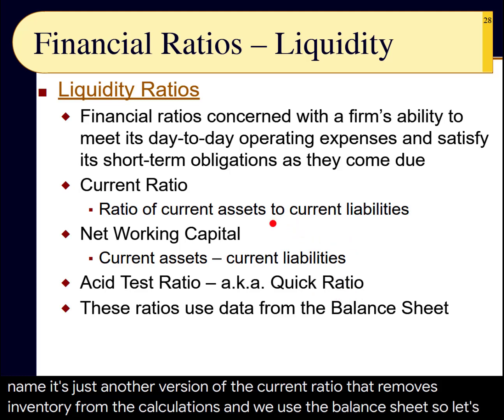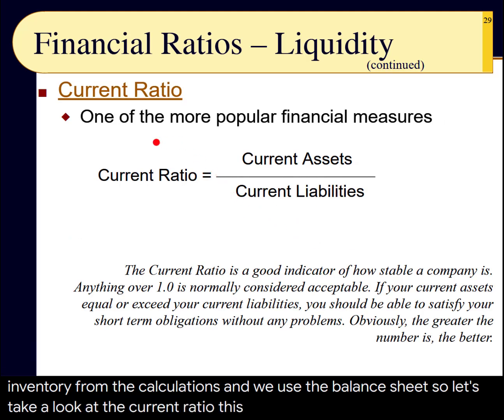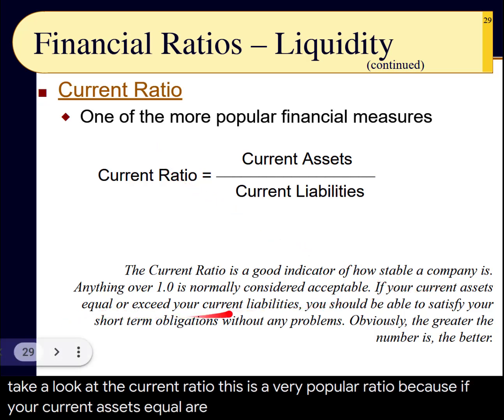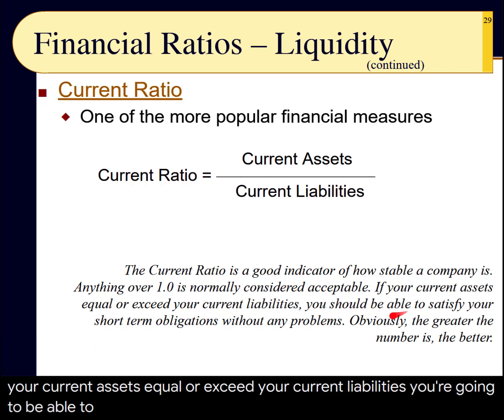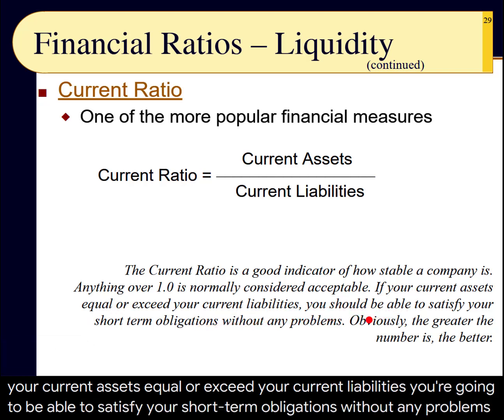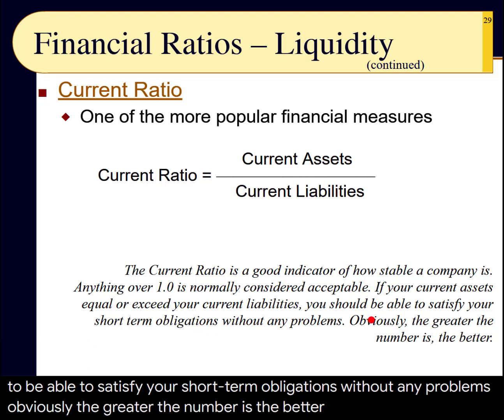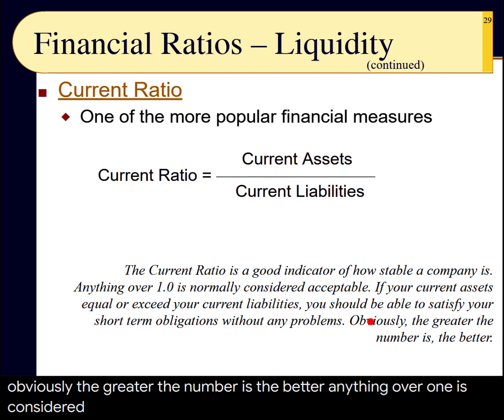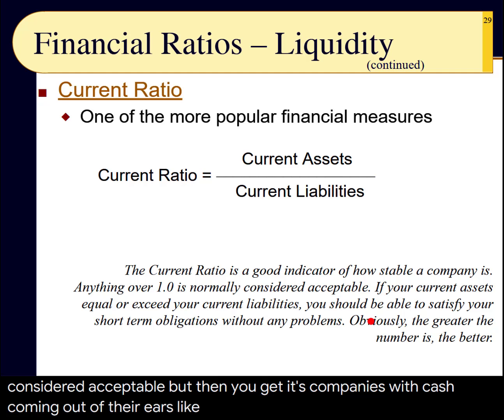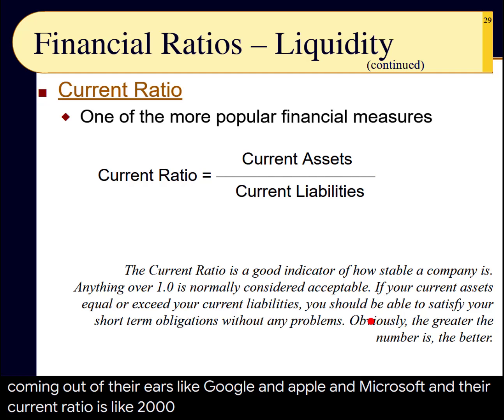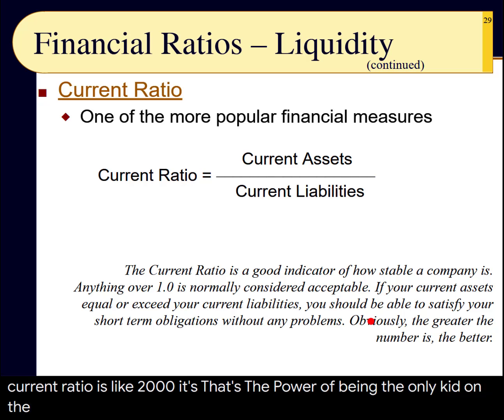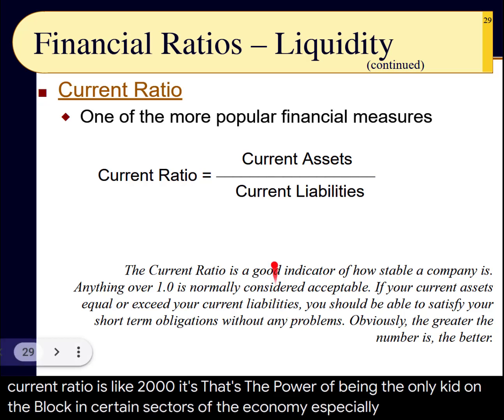So let's take a look at the current ratio. This is a very popular ratio because if your current assets equal or exceed your current liabilities, you're going to be able to satisfy your short-term obligations without any problems. Obviously, the greater the number is, the better. Anything over 1 is considered acceptable. But then you get companies with cash coming out of their ears like Google and Apple and Microsoft, and their current ratio is like 2,000. That's the power of being the only kid on the block in certain sectors of the economy, especially technology.